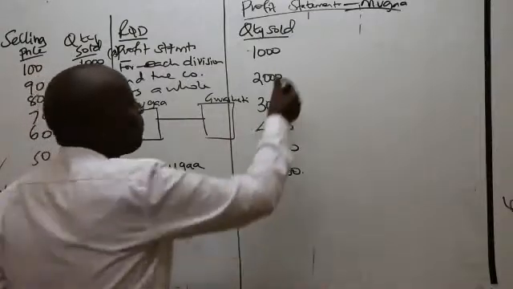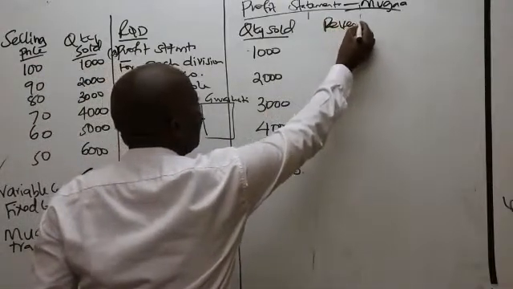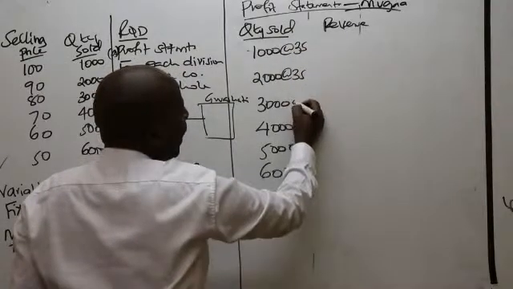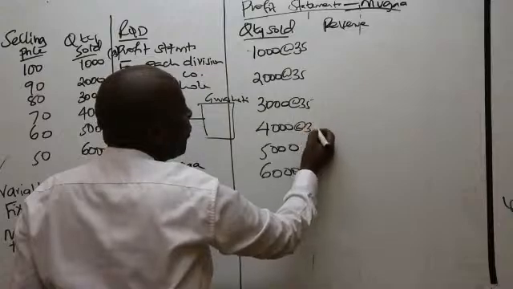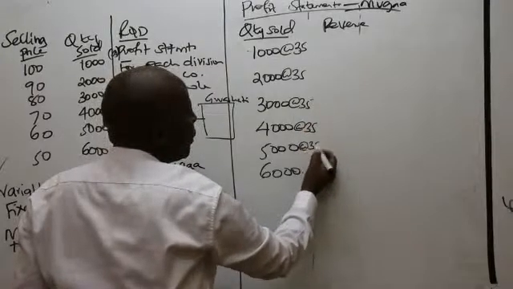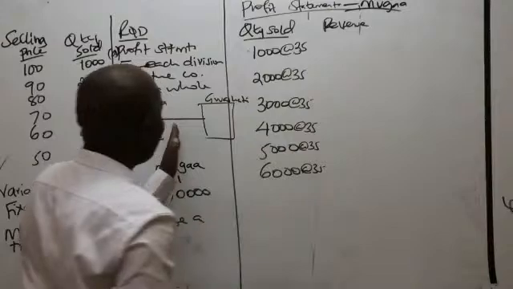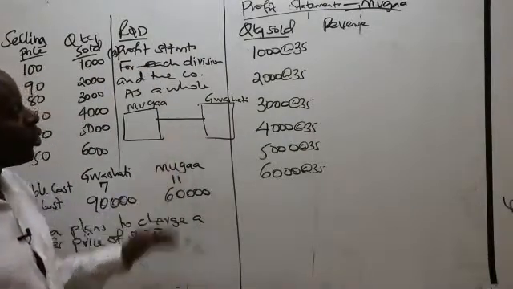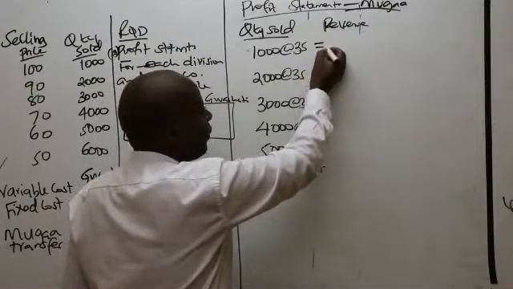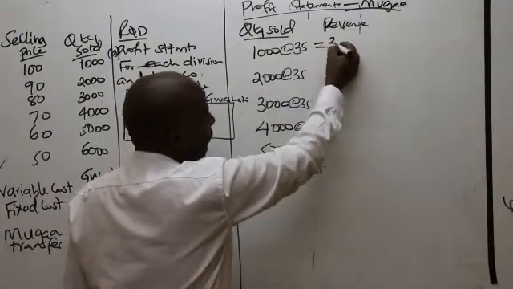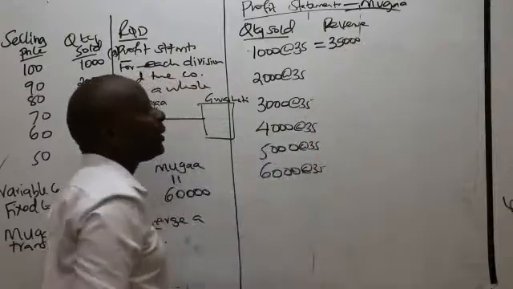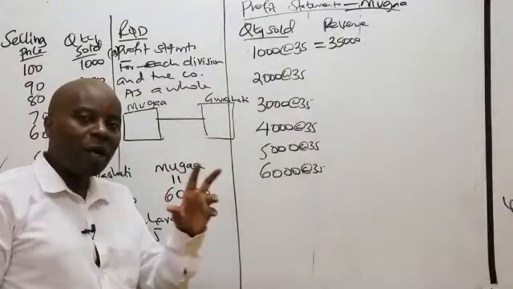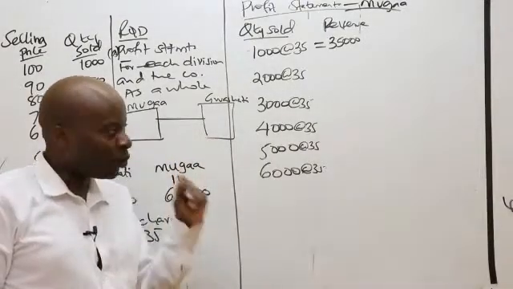So to get revenue, I need to convert these quantities at 35, regardless of the quantity produced. The transfer price is not in advance and always remains constant. So could you kindly give us these revenues? Revenues: 1,000 times 35 gives us 35,000. Ladies and gentlemen, remember that to get revenue is always price times quantity.